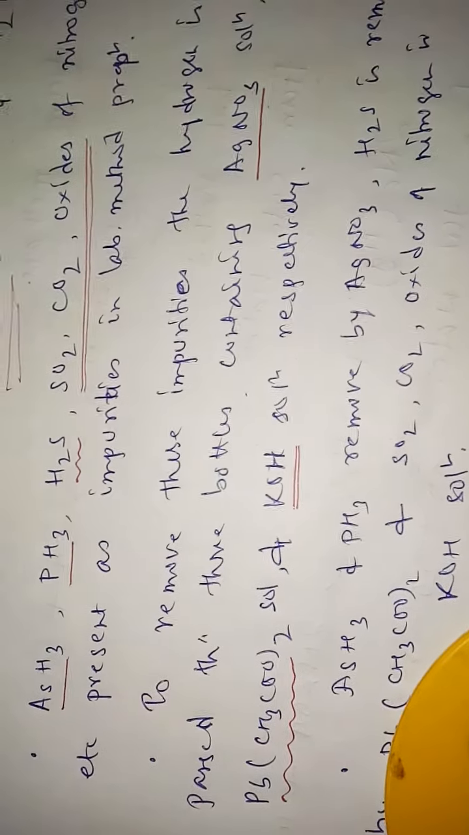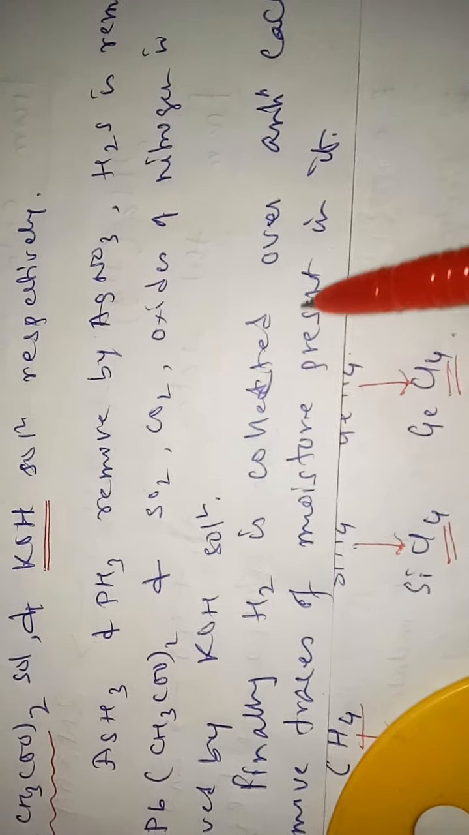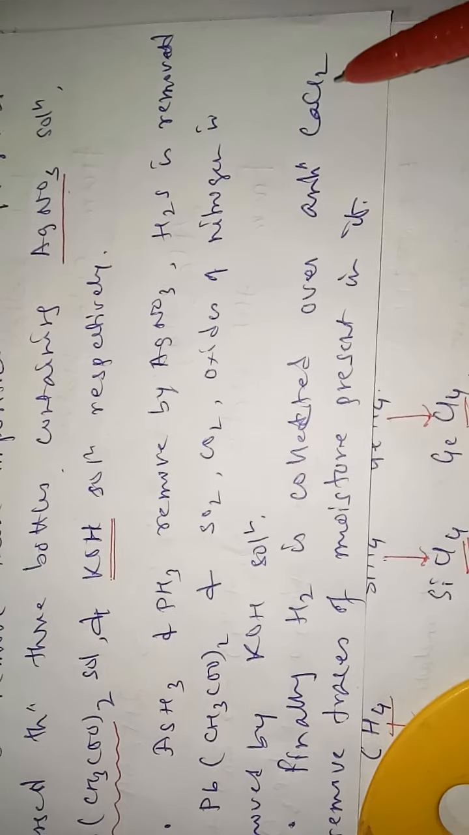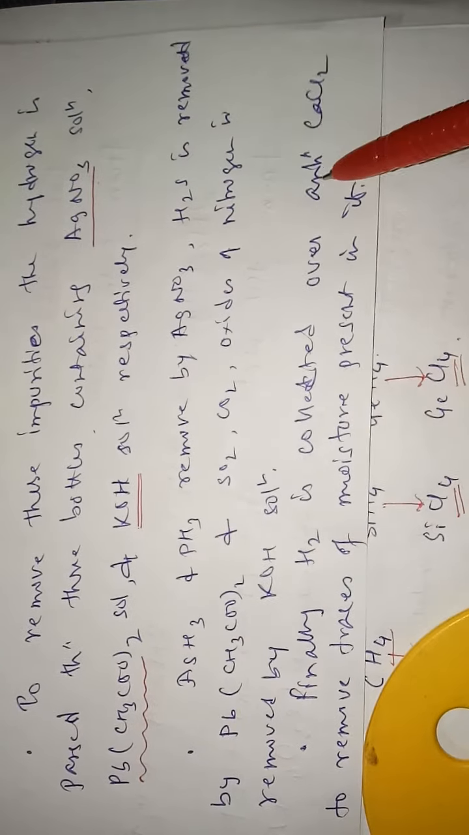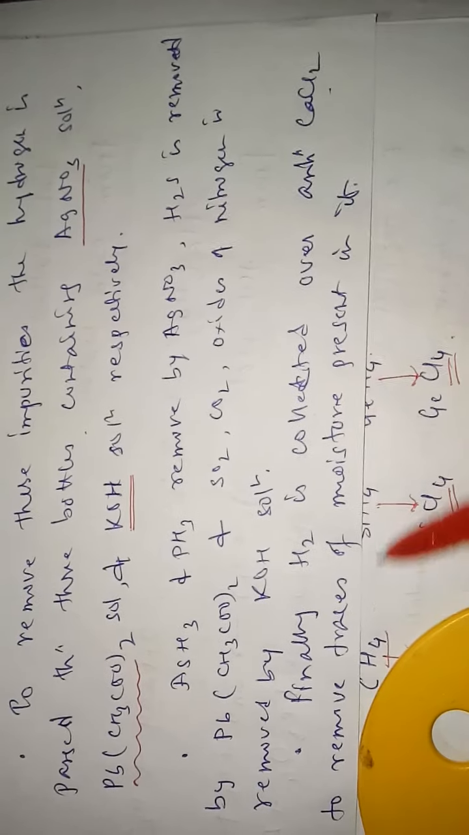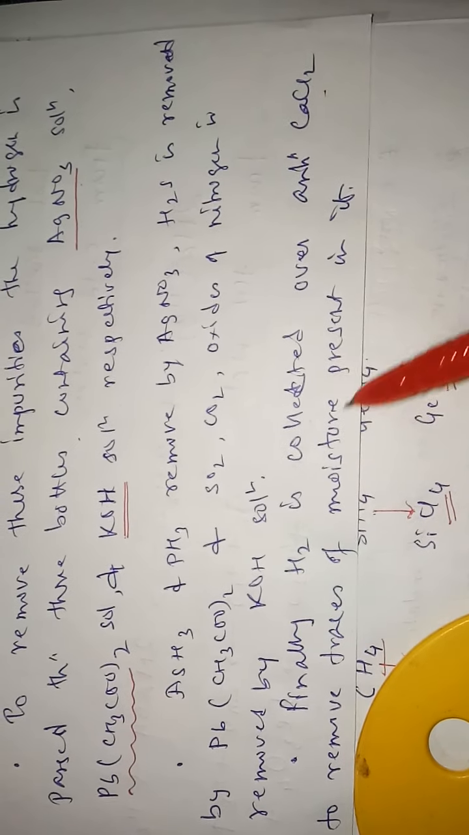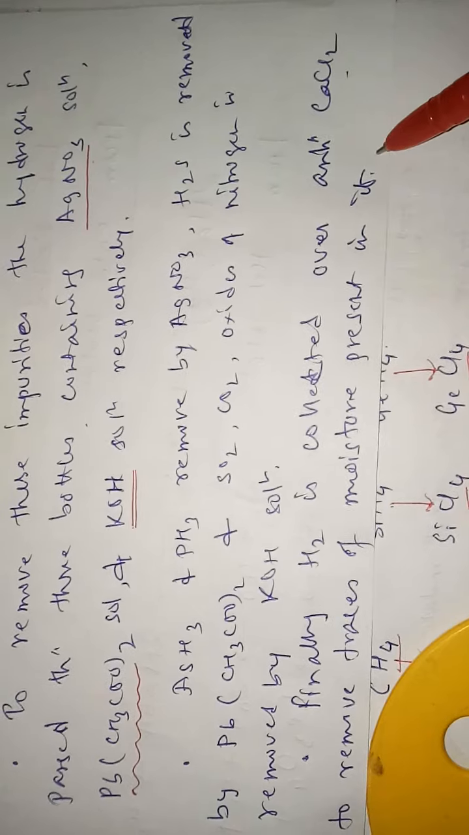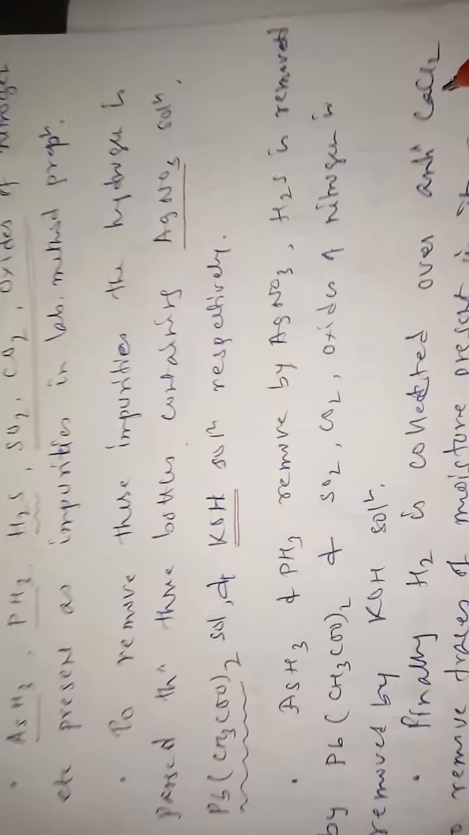Now after doing that, finally hydrogen is collected over anhydrous CaCl2. Remember, anhydrous CaCl2 is taken, which absorbs the traces of moisture present in hydrogen. So that is how we will get the pure hydrogen.